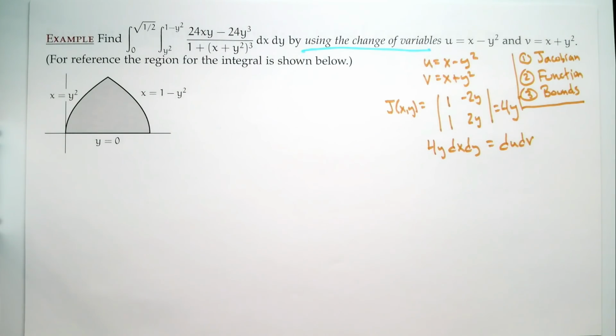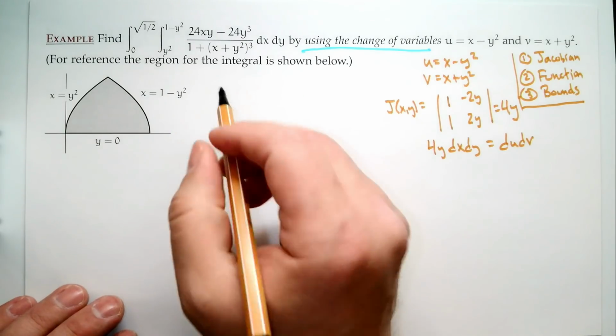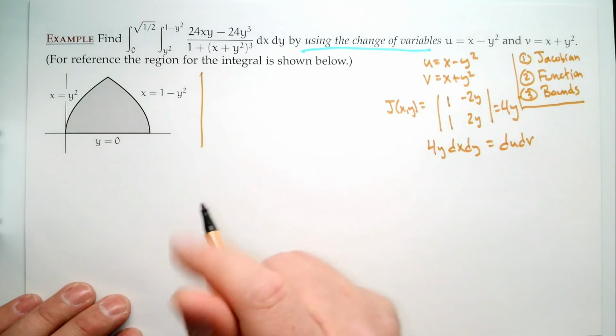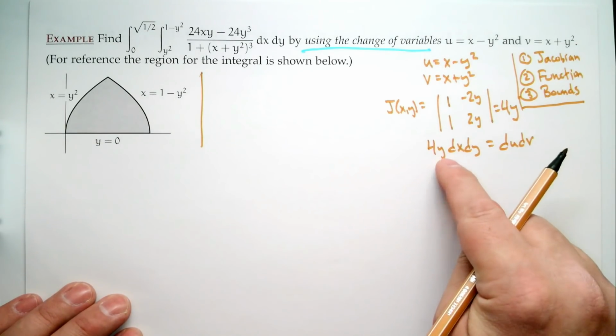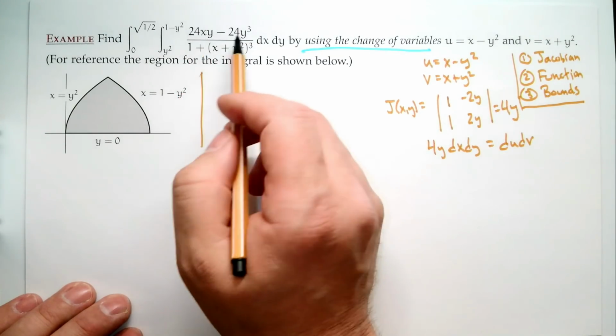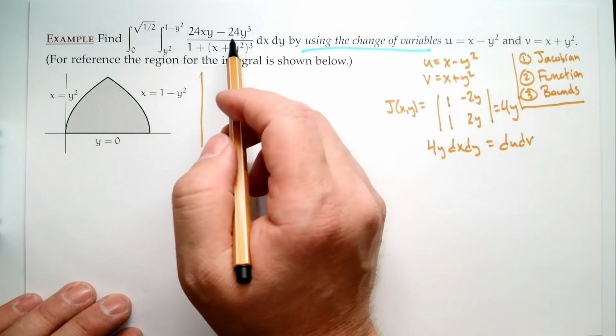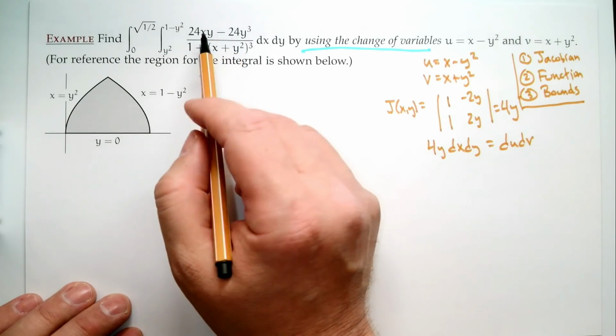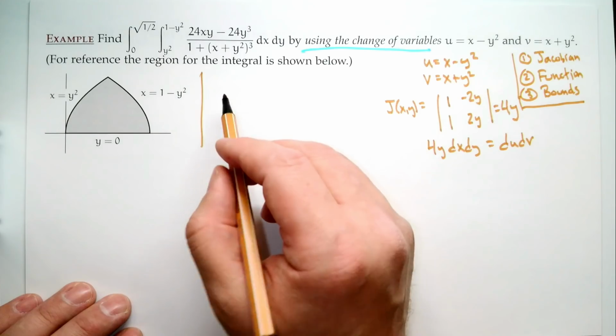But the key here is to look at the function that we're integrating. So looking at this, I really want to get a 4y attached to dx dy. And looking at the numerator, I see, aha, they both have y's and multiples of 4. So I'm going to pull a 4y out. In fact, I can pull out a 24y.